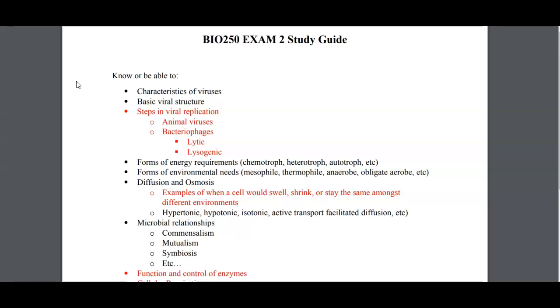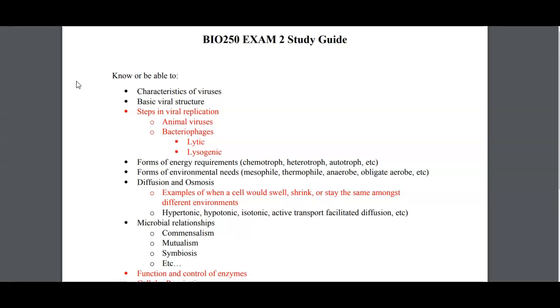Obviously, the next one, steps in viral replication, is pretty important stuff. You definitely want to know the way that animal viruses replicate differently than how bacteriophages replicate. Do not confuse those terms because they replicate in different ways, so be able to obviously compare and contrast those.